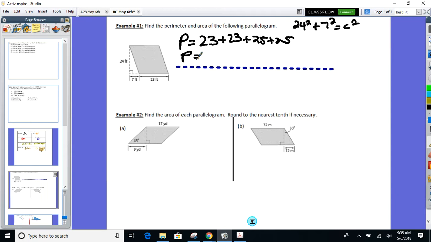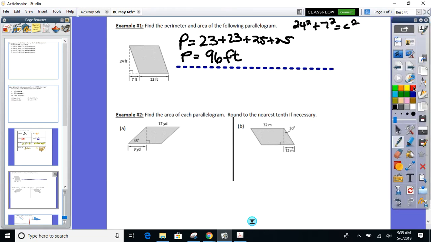96. I have yet to do it this year, but I'm going to start this unit. Yes, you will get points taken off if you don't provide units. And you'll see why when we do the area. So this is 96 feet. We have any issues here? We good? Writing it down. We're good.